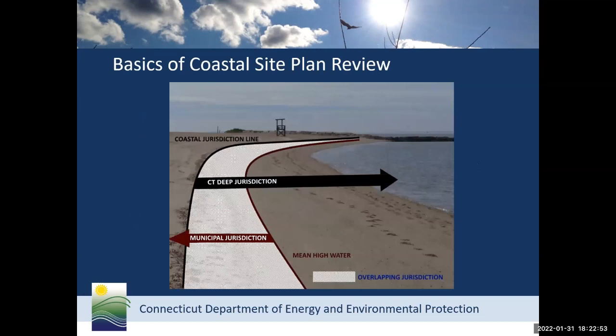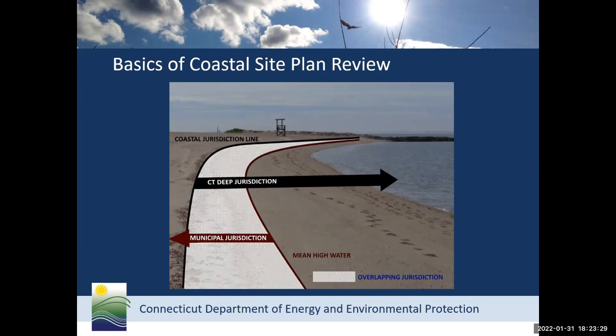But before that, I just want to mention this slide, which is often confusing to people, and understandably so. But DEP, we regulate to what's called the coastal jurisdiction line. That is a fixed number elevation. And in Old Saybrook, for instance, I believe it's 2.9, if I'm remembering correctly. Correct. That's in reference to a datum called NAVD. So we regulate from that line waterward, whereas the town regulates from mean high water landward.